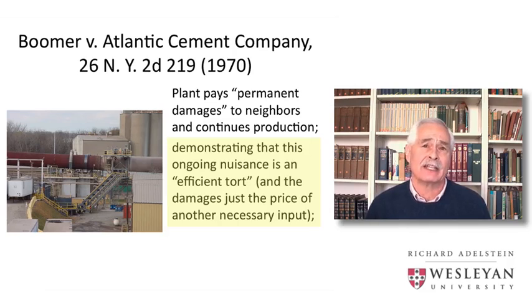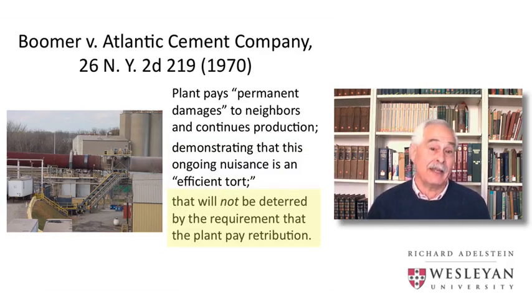Obviously, the cement company can continue to make cement at a profit if it pays these damages, and so the tort in this case is efficient. The entitlement to be free of the costs of cement making that Boomer originally began with is placed in the higher valuing owner when the cement company has it than when Boomer has it, and the court in this case enables the cement company to continuously, each and every day, purchase the relevant entitlement from Boomer. And as you can see, this tort is not deterred by the requirement that the plant pay retribution to Boomer for the costs that he has borne.